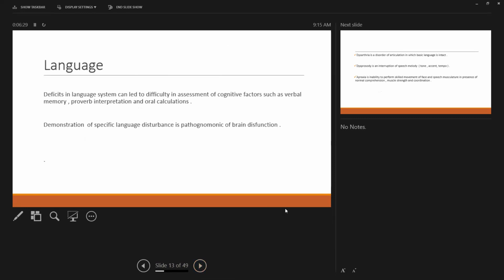Third is language. A deficit in the language system can lead to difficulty in assessment of cognitive factors such as verbal memory, proverb interpretation, and oral calculations. So a demonstration of a specific language disturbance is pathognomonic of a brain dysfunction.